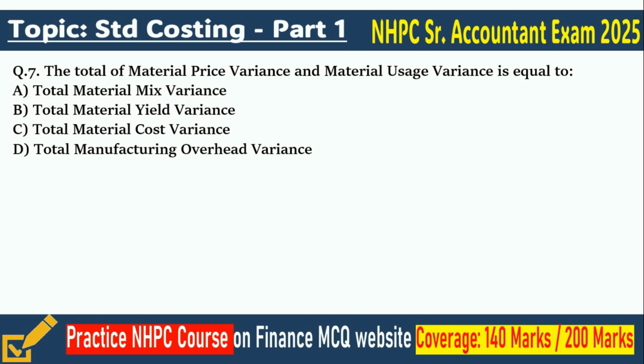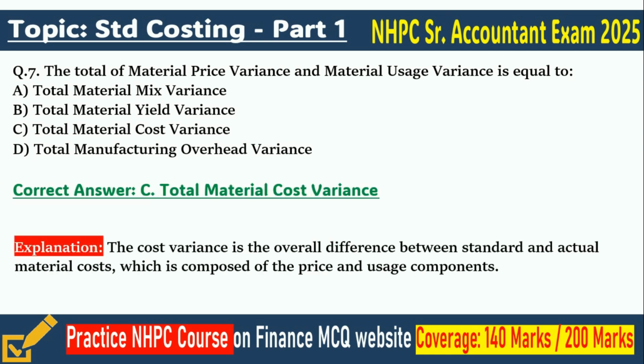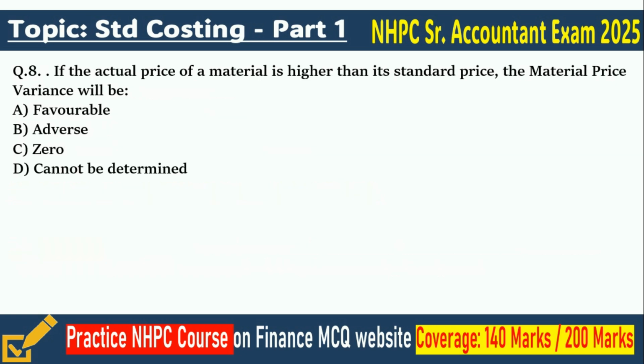So what should be the correct answer here, friends? Friends, this is option C, total material cost variance. So friends, the cost variance is the overall difference between standard and actual material cost, which is composed of the price and usage components.